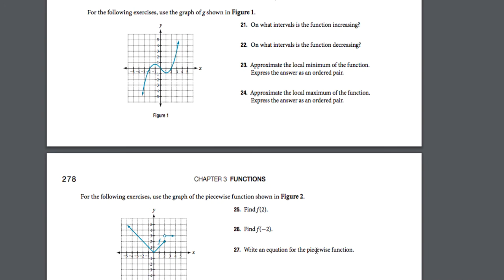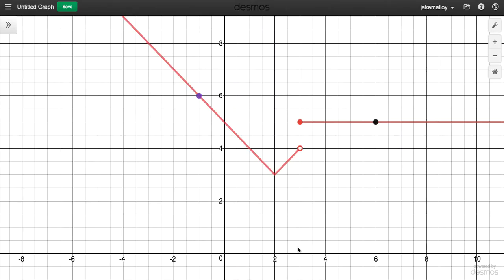Okay, so we can find those two pieces, and then it says write an equation. So if I wanted to write the equation, I'd need to think, well, this part's easy. In this case, for x equal to or greater than 3, for that section, I can just write 5, right? My function f of x is equal to 5 from 3, including 3.